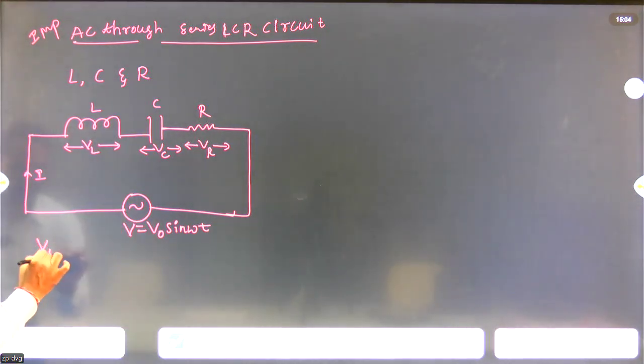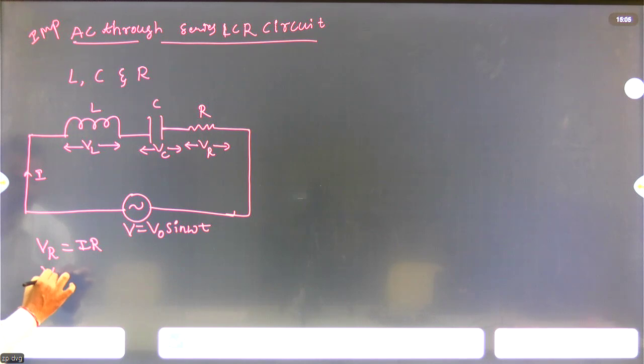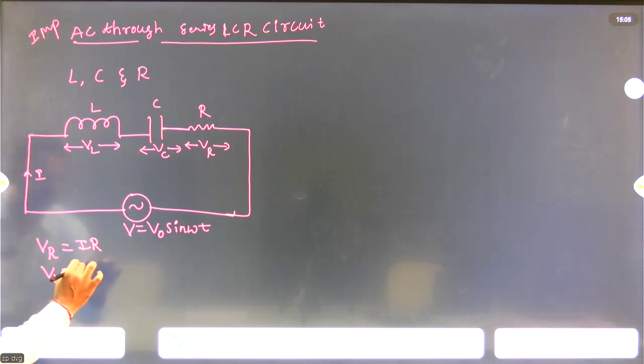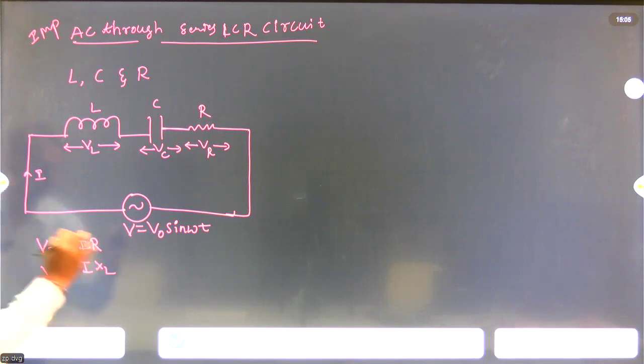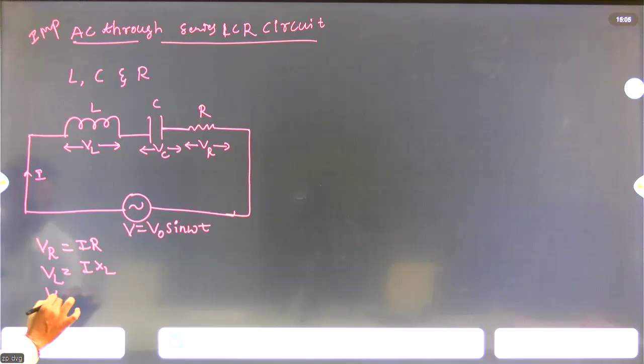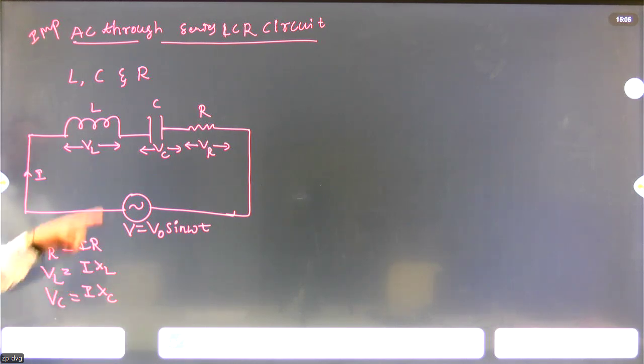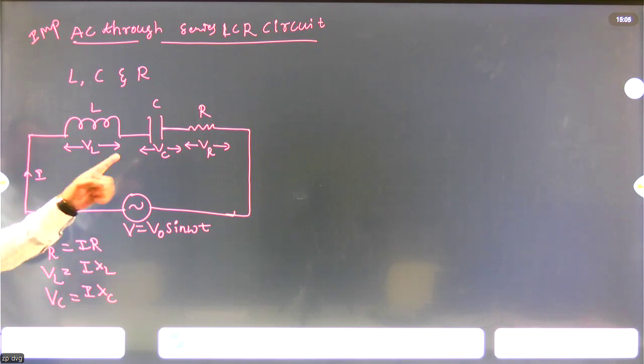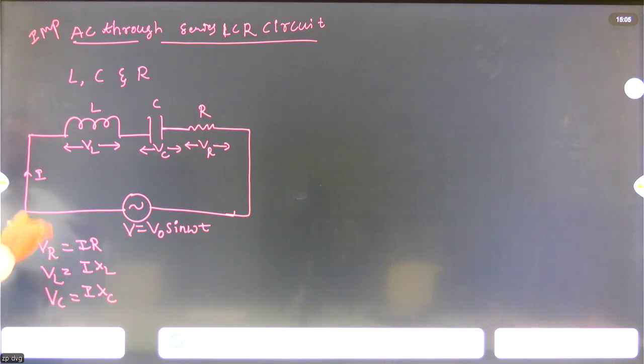VR is equal to I into R, potential difference across resistor. VL, potential difference across inductor. VL is equal to I into XL, where XL is inductive reactance. VC, potential difference across capacitor. VC is equal to I into XC. XL, opposition offered by the inductor, XC, opposition offered by the capacitor, and R is opposition offered by the resistor to the flow of AC through it.